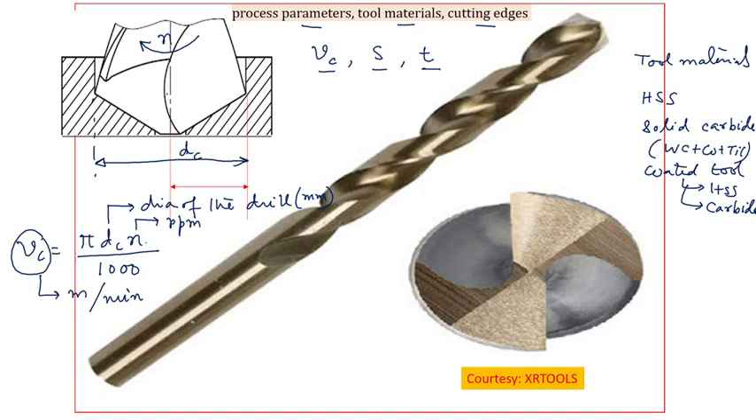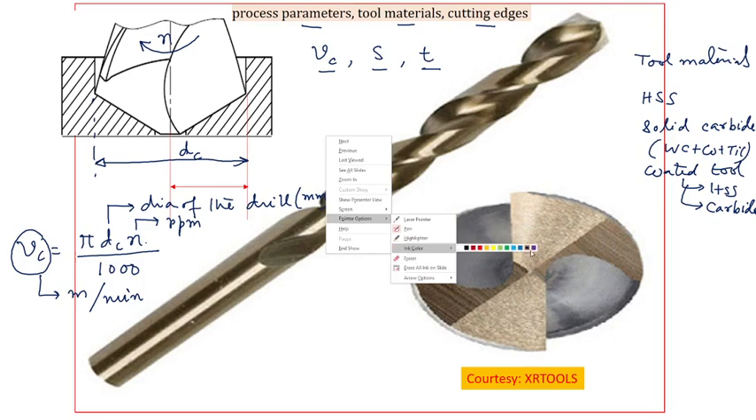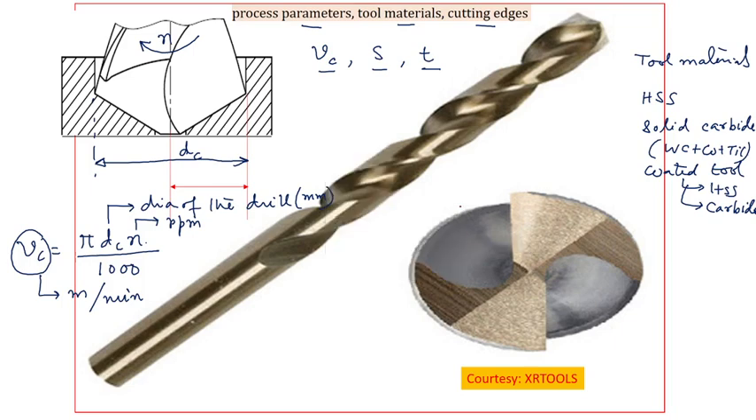What about S? As the drill is rotating, the drill gradually comes downward. As the drill is rotating and removing material, the drill is fed in this direction. So this feed is nothing but S, which is expressed in millimeter per revolution. What is depth of cut? This is the depth of cut expressed in millimeter for the cutting edges. I have to explain what are the cutting edges, then only the concept of depth of cut will become clear.